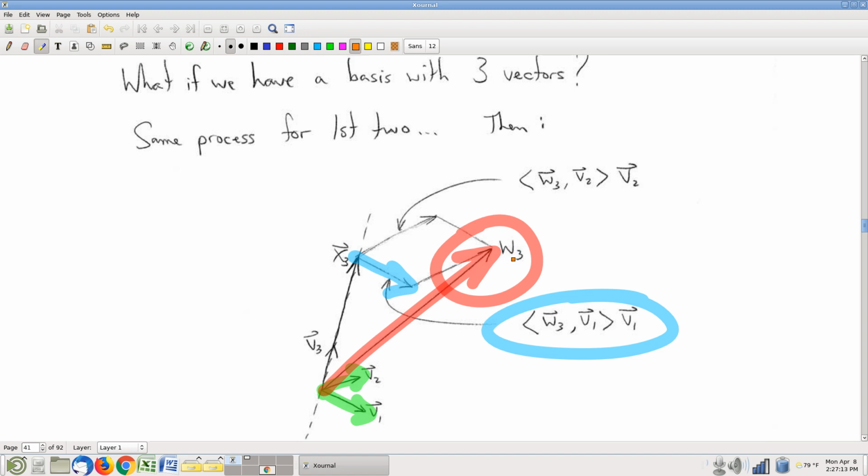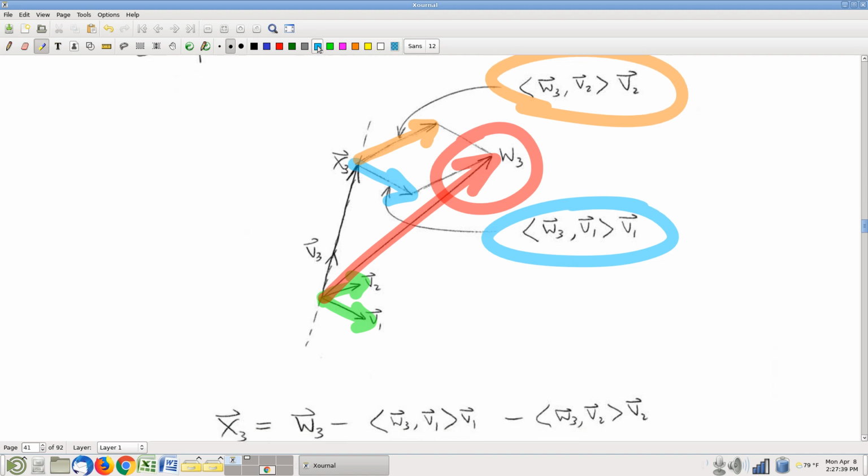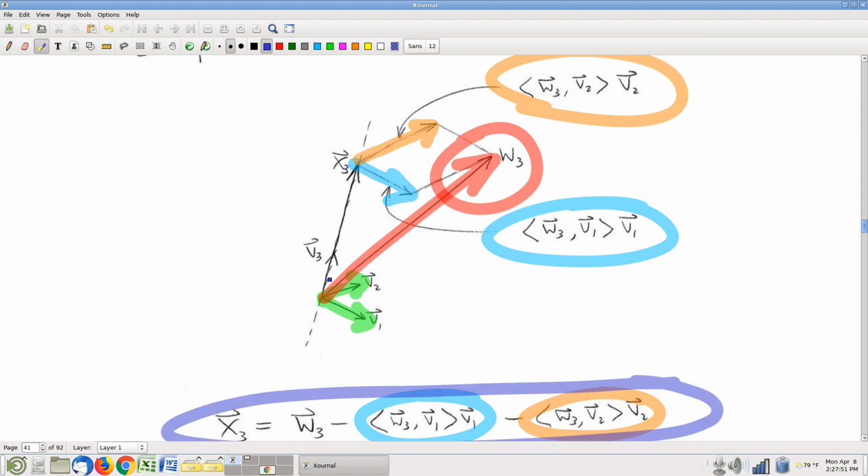And then the only twist is we have to recognize that now there's another component. In addition to not wanting W3 to point in the V1 direction, I also don't want W3 to point in the V2 direction. There's a simple formula for how much W3 points in the V2 direction. So really, my complaint about this red vector in terms of its direction is, there shouldn't be any blue part and there shouldn't be any orange part. So let's just get rid of the blue part and the orange part. We subtract off that blue part, we subtract off that orange part, and what remains after you subtract is pointing in the right direction.